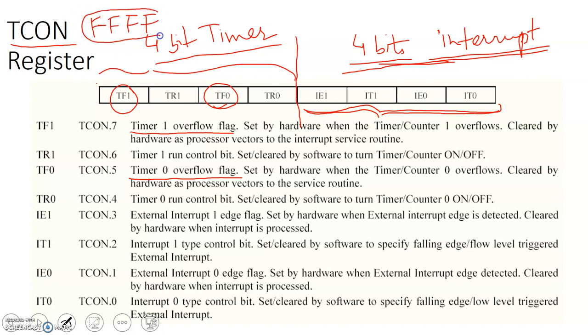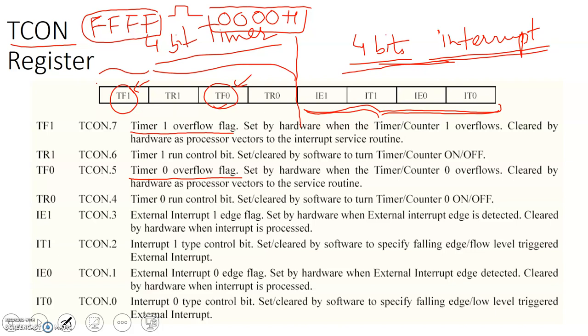Okay, and this happens in mode 1. We'll be talking about various modes also. So the maximum count that is possible in mode 1 is FFFF. So when FFFF is reached and another pulse comes, then timer 1 or timer 0 is reset to 0000H, and sets the TF1 or TF0 flag, as the case may be.